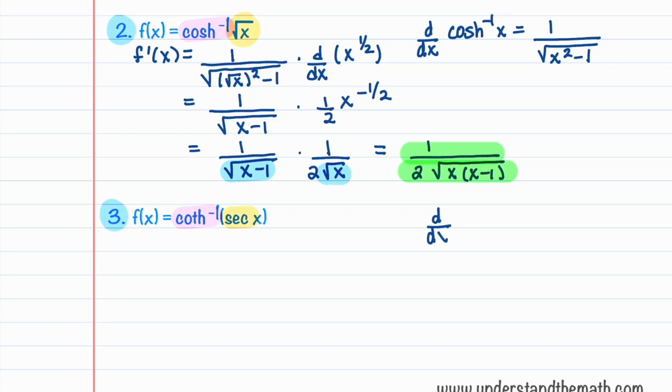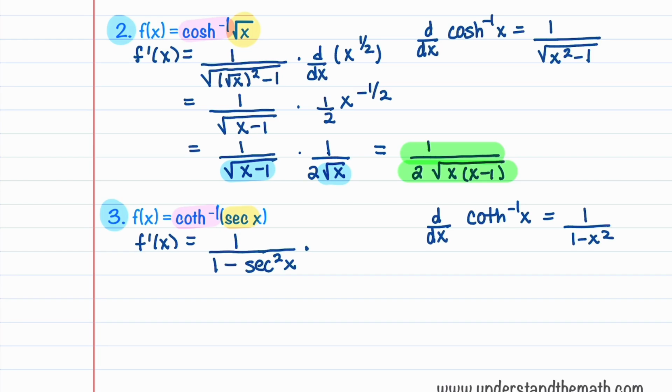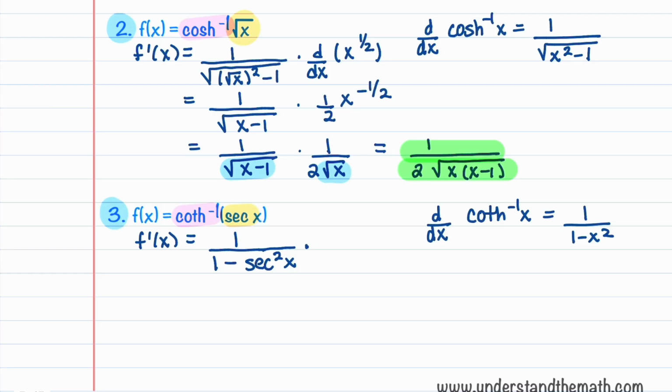The derivative with respect to x of inverse coth of x is 1 over 1 minus x squared. So we can say f prime of x is 1 divided by 1 minus, and then the x is whatever is our inside function, which in this case is secant x. So we have 1 minus secant²x in our denominator. And then we're going to multiply this by the derivative of secant x, which is secant x tangent x. Just going to draw a line here so we can see the right side from the left side.